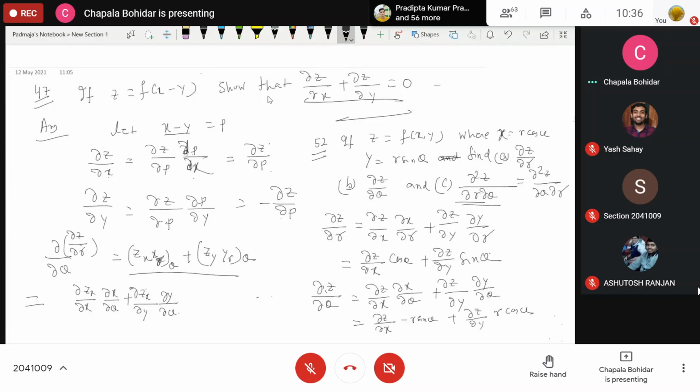Clear? First one, zx, I am writing here, you are writing here del z by del r this way. So if I put x, zx, I have to write down this way, because we are differentiating with respect to theta. So I have to write down in this way.